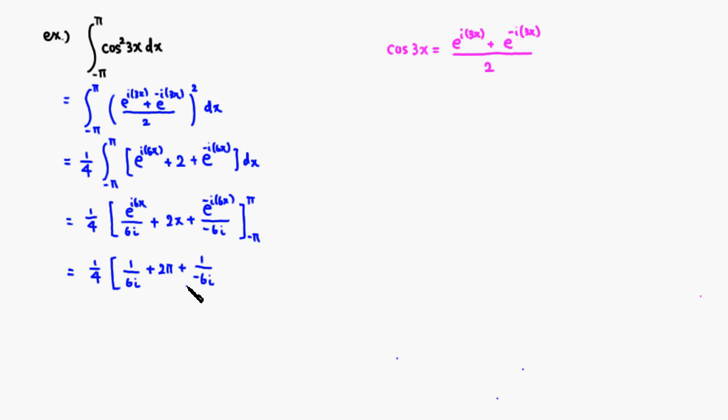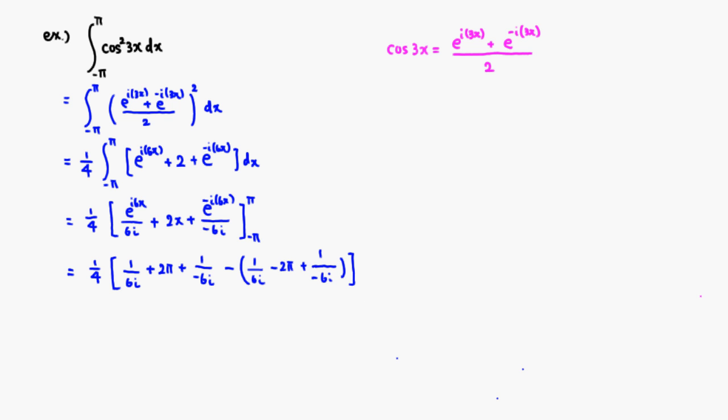Then you plug in minus, plug in a negative pi. So you have the same thing, so it's going to be just positive 1 over 6i, and then you have plus negative 2 pi, and then you have plus 1 over negative 6i.